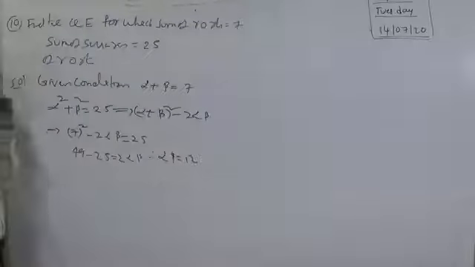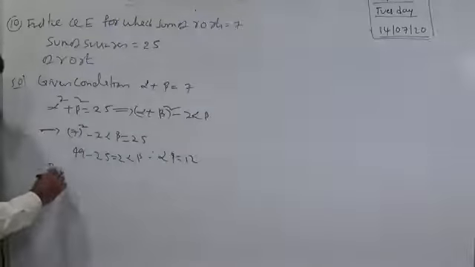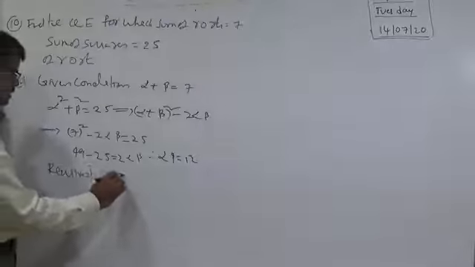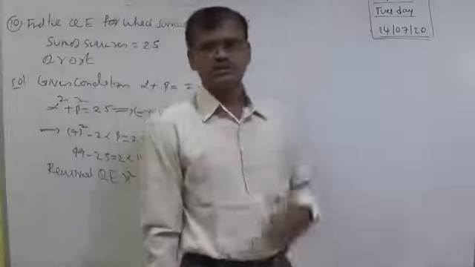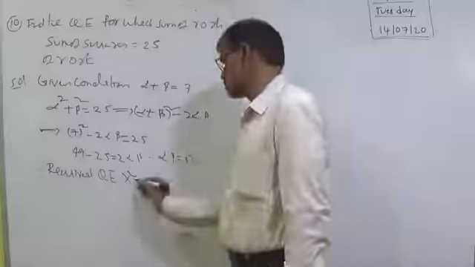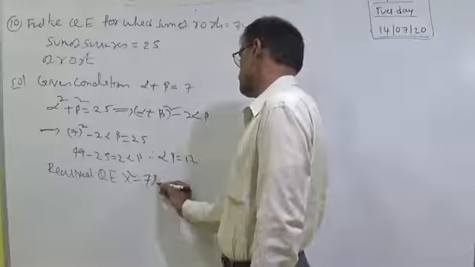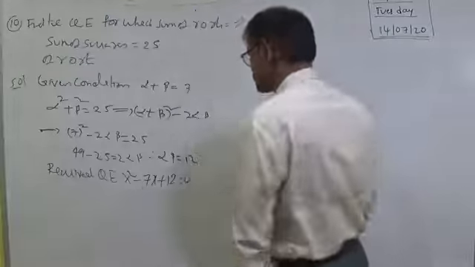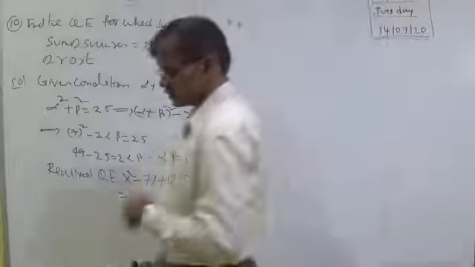Because 49 minus 25 becomes 24, and 24 by 2 becomes 12. Therefore, the required quadratic equation formula is x square minus x into sum of roots plus product of roots equal to 0. So x into sum of roots means 7x, plus the product of roots, which is 12. x square minus 7x plus 12 equal to 0 is the required quadratic equation.